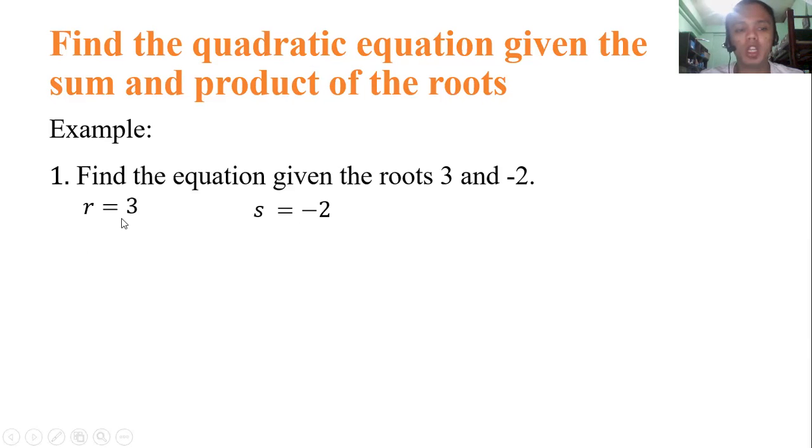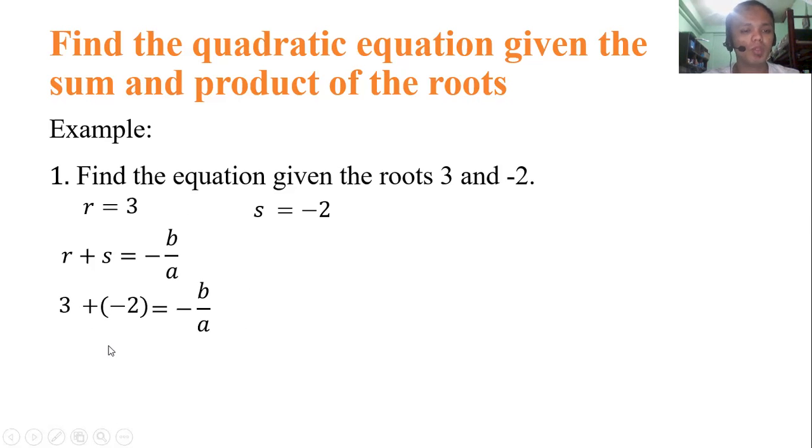R can equal negative 2 and S equal to 3. It can be interchanged. Okay? Now, hanapin natin yung sum of the roots. To find the sum of the roots, we will add: 3 plus negative 2 equal to negative B over A.